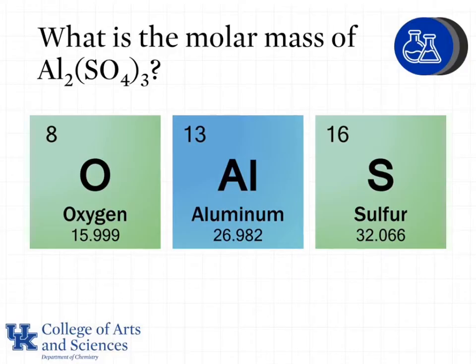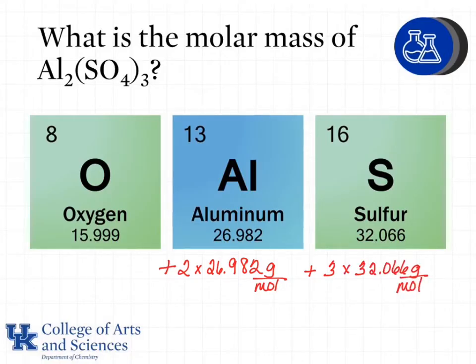Remember what we learned about interpreting a chemical formula and what those subscripts tell us? So we have 2 moles of aluminum, so 2 times 26.982 grams per mole. Each unit has 3 sulfurs, so we say 3 times 32.066 grams per mole. And then we have 12 oxygens, because remember there's a 4 inside the parentheses. The 3 outside goes with everything inside the parentheses. So 12 oxygens times 15.999 grams per mole.